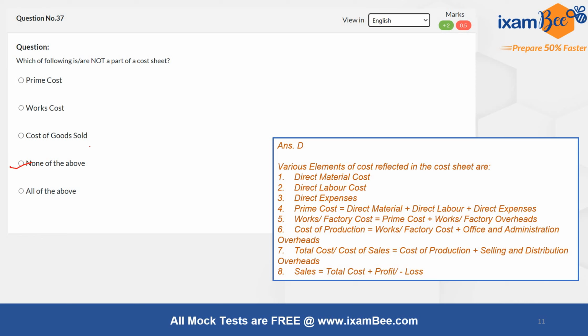We first add up all the direct costs related to material, works and expenses, which gives you the prime cost.